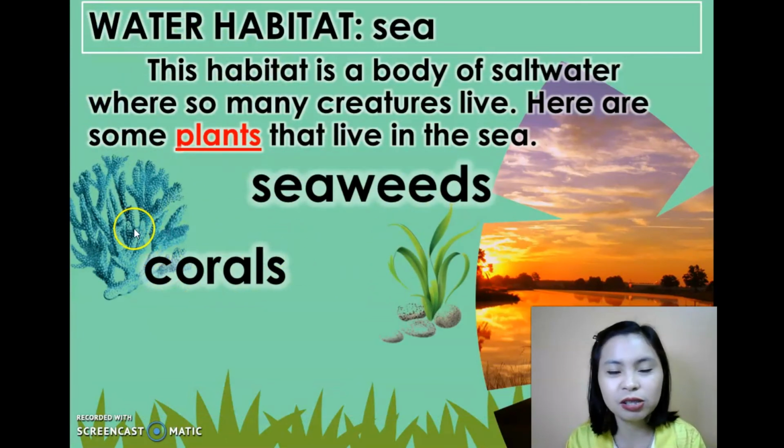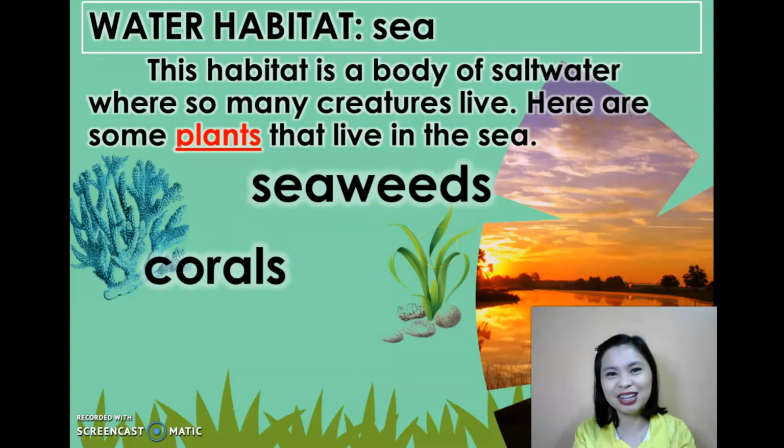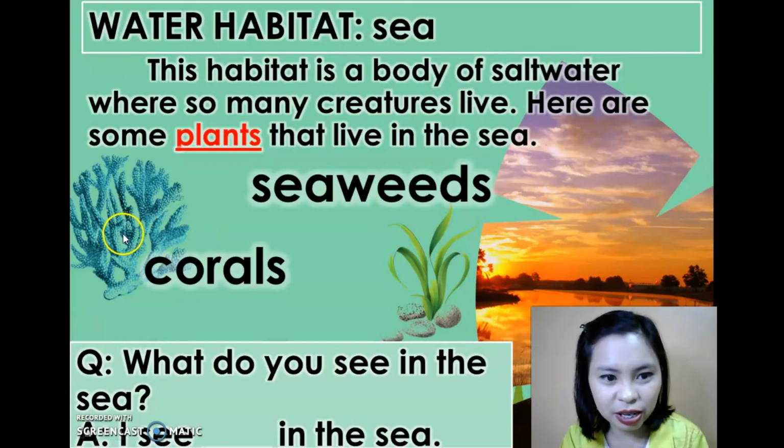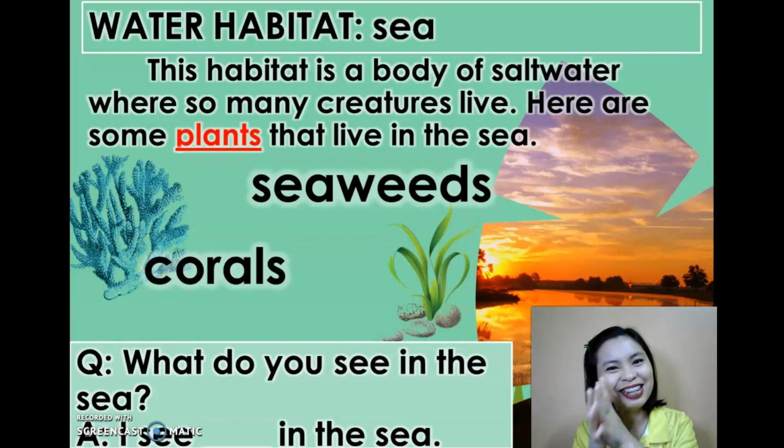Okay, we have, this is lovely, corals. Corals. And seaweeds. Seaweeds. Okay, one more time. What plant is this? Corals. And how about this one? Seaweeds. Okay, question. What do you see in the sea? How about this one here? Answer 1, 2, 3. In the sea. Very good. Yay.